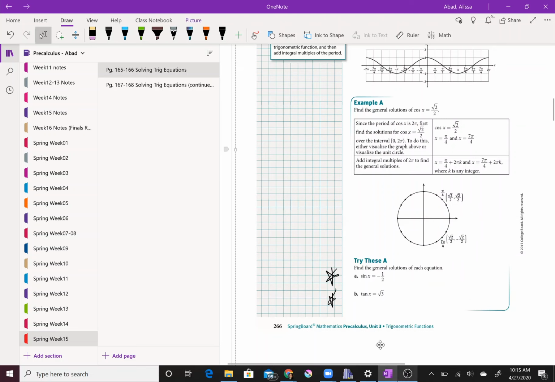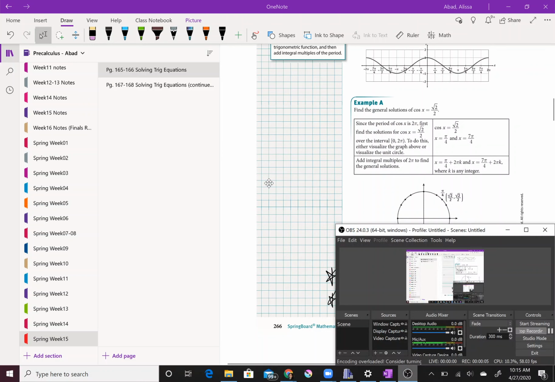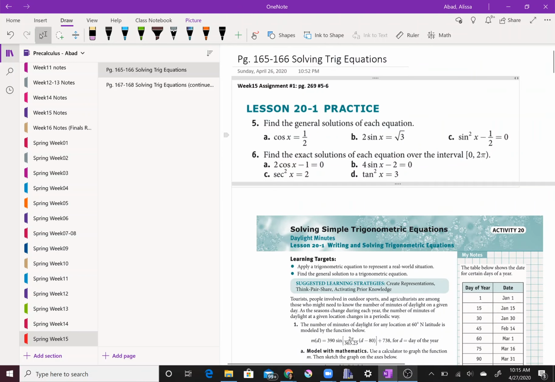Hi everyone, I'm going to go over this new lesson on solving trig equations. This would be your first assignment: to look through your textbook and complete these questions here.